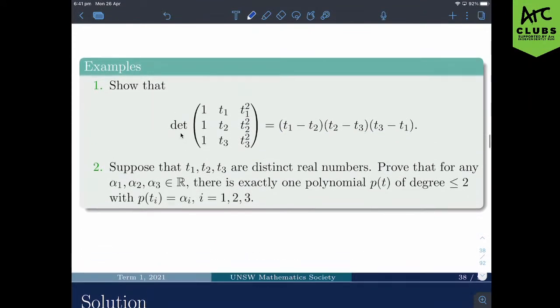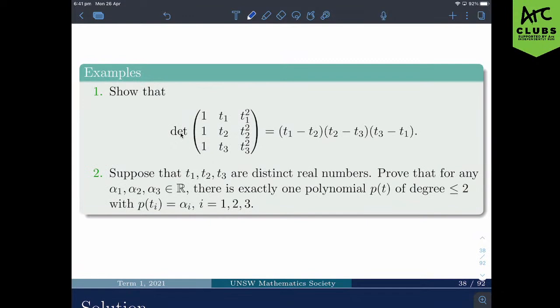Anyways, this isn't the interesting part. So the next question: we want to suppose that T1, T2, and T3 are distinct real numbers and prove that for any set of alpha, there is exactly one polynomial PT of degree less than or equal to 2, where PT(I) equals alpha I for these values of I. So 1, 2, or 3.